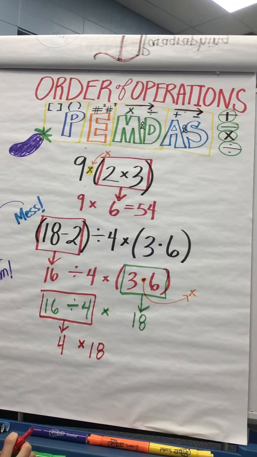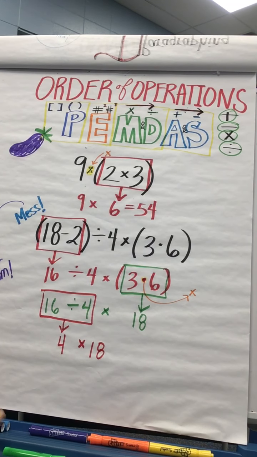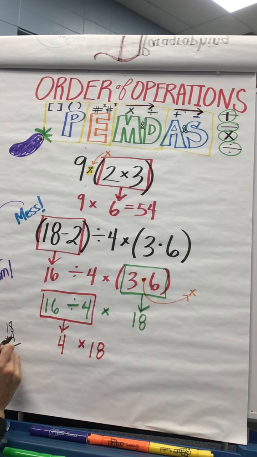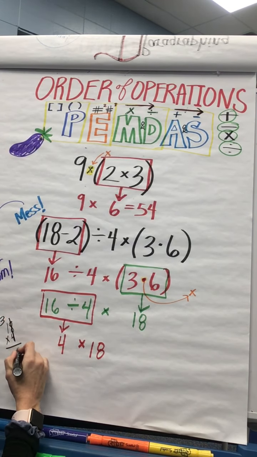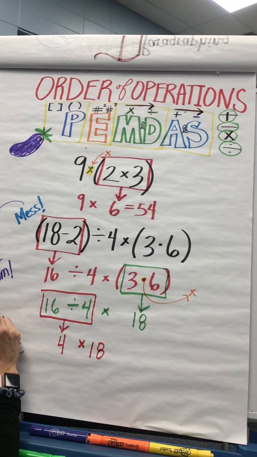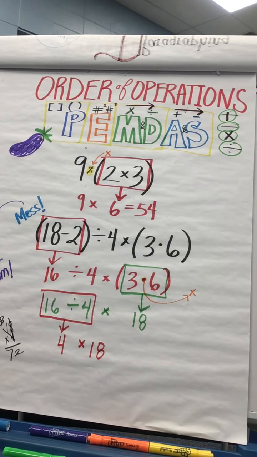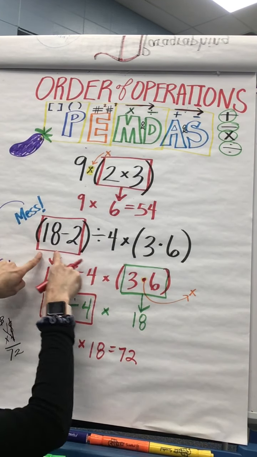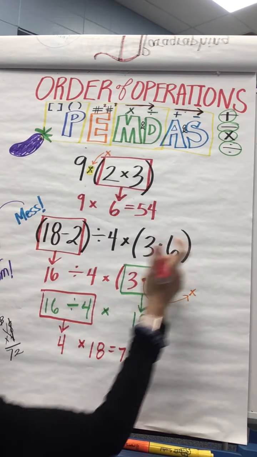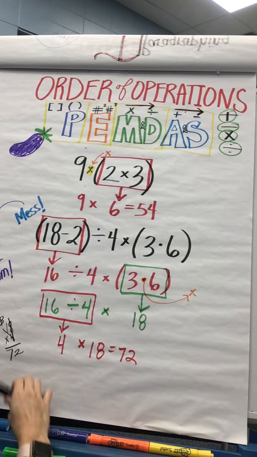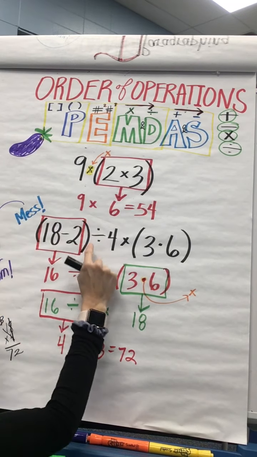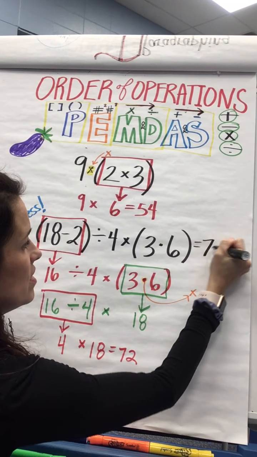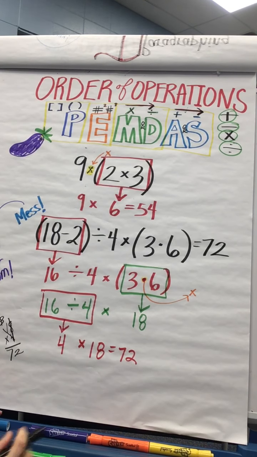4 times 18. Okay, and 18 times 4, I can go ahead and work on the side really quick and solve. 18 times 4, I like to use the standard algorithm. 4 times 8 is 32. 4 times 1 is 4, 5, 6, 7. So I've got 72. So I just solved this expression, okay? And if I write it as an equation, it would be 18 minus 2 divided by 4 times 3 times 6 equals 72, okay?